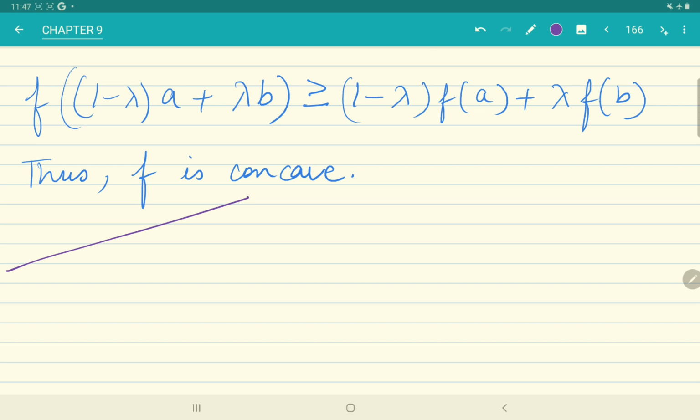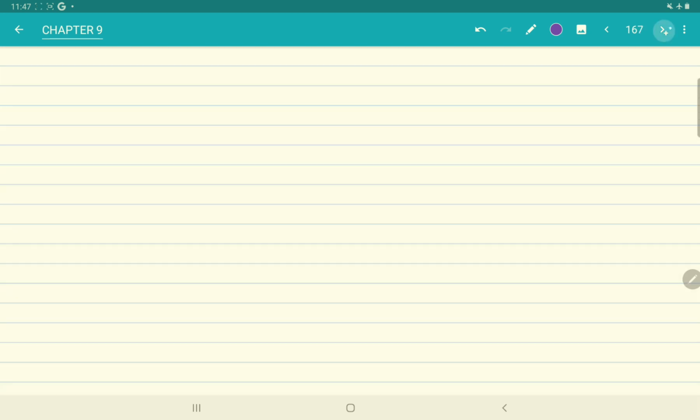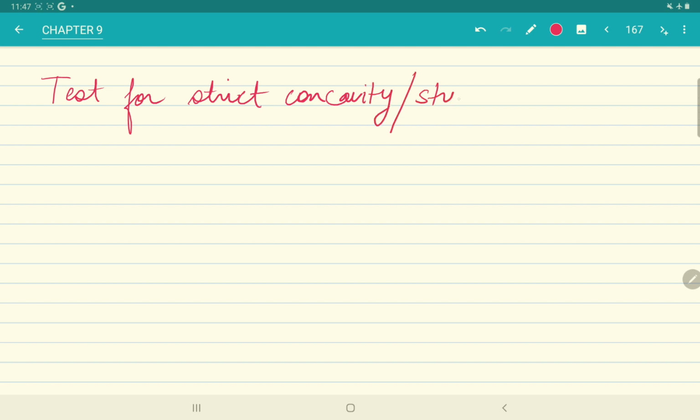Now, before we wind up, we just consider a very easy test for strict concavity and/or strict convexity. So that's a very simple thing. It's not related to the general definition. So we are going to consider here the test for strict concavity or strict convexity.